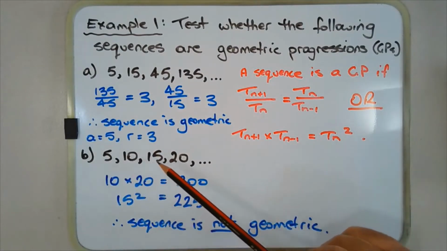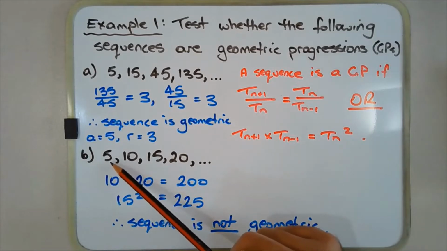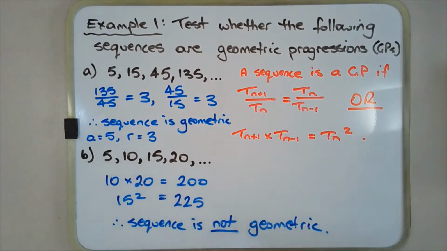5, 10, 15, 20. Now, this we know is an arithmetic progression. So if we take any term and we just add 5 to it, we get the next term. So clearly this is not geometric, but let's prove the point. And we're going to use this rule here. This is Tn plus 1 times Tn minus 1 is equal to Tn squared, and check to see they are the same.